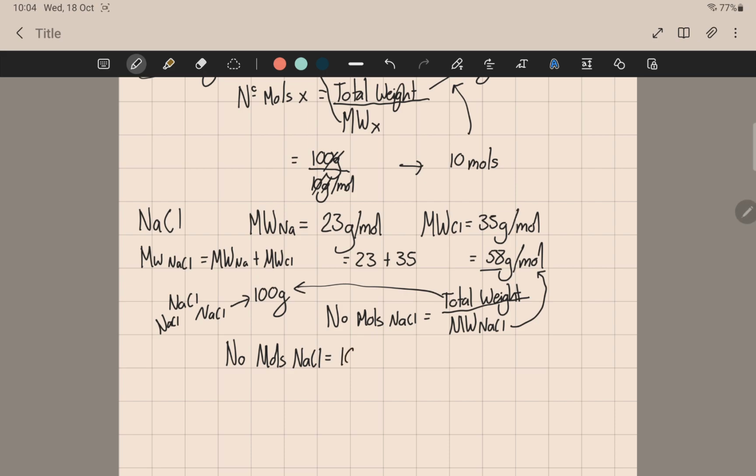Hopefully you can see that we need to divide 100, that's grams, that's our total weight, by 58 grams per mole, which is our molecular weight. Now, if you do that equation, it comes out at about 1.72. Remember, our gram units cancel out, and we're left with moles. Okay, so 100 grams of sodium chloride is 1.72 moles, which is good.